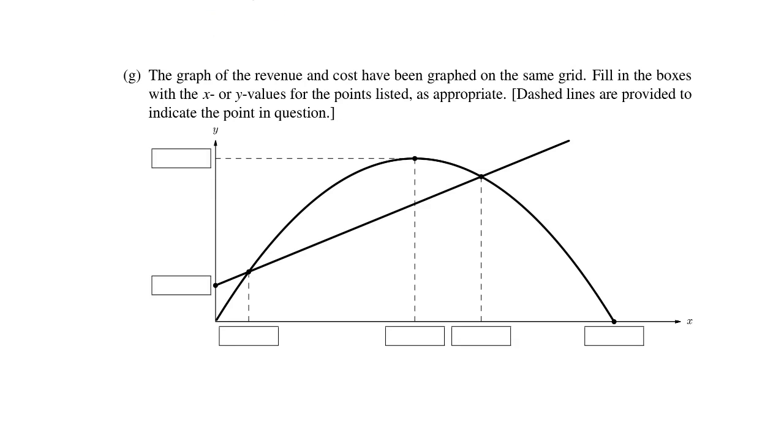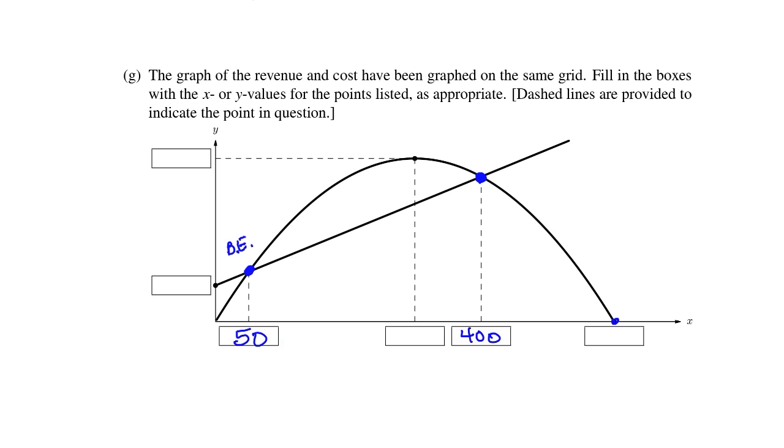Question G. The graph of the revenue and the cost have been graphed on the same grid. Fill in the boxes with either x or y values for the points listed as appropriate. So the bottom ones here are x values and the ones along the side are y values. Let's start with this point here. This is where the revenue and the cost intersect. When revenue is equal to cost, that's a break-even point. The first break-even point was 50. Here is the other break-even point, and that was 400.